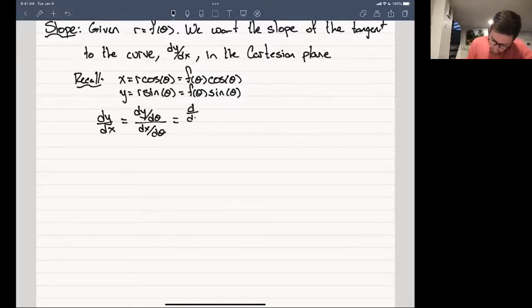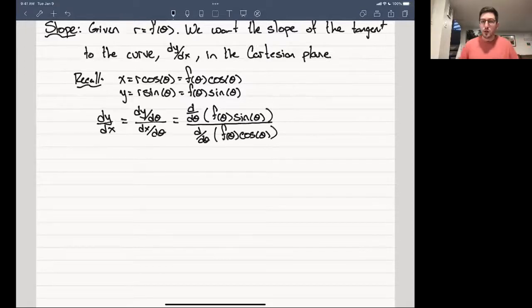This is the derivative with respect to theta of f of theta sine theta, divided by the derivative with respect to theta of f of theta cos theta. Okay, so we have a quotient here, but we also have a product rule that we need to apply to take these derivatives. So this is going to be, I'm going to say, f prime of theta, so the derivative of f with respect to theta times sine of theta, and then plus f of theta cos of theta.